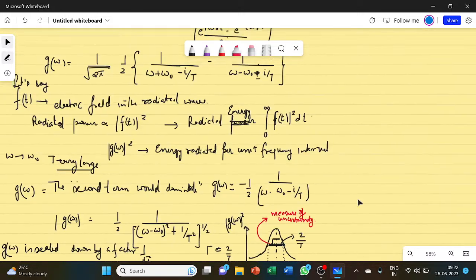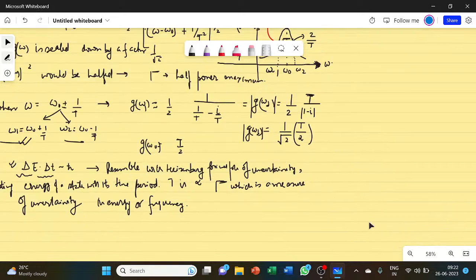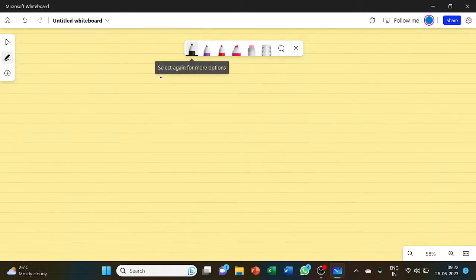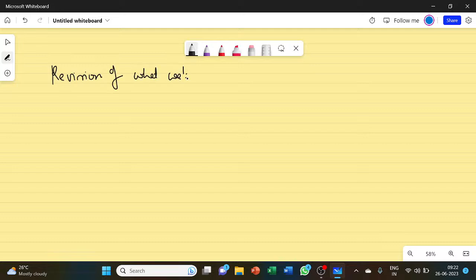And now today we are going to start with some more properties as such, but let us just write a few things. Just a revision of what we have done.